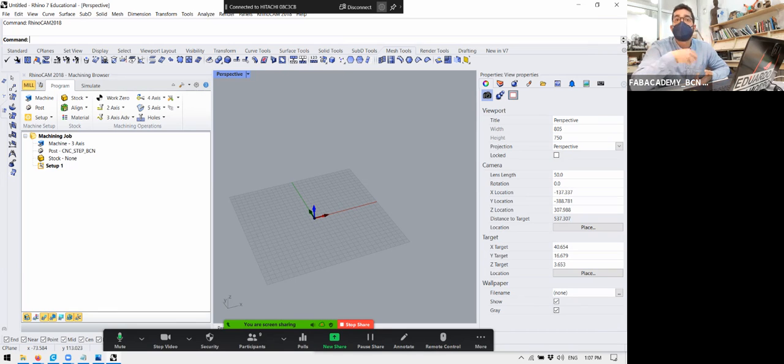I have assembled a post processor in Grasshopper, but I'm not even showing you because you will get so scared. It's huge. But if you're interested, I can show you later.